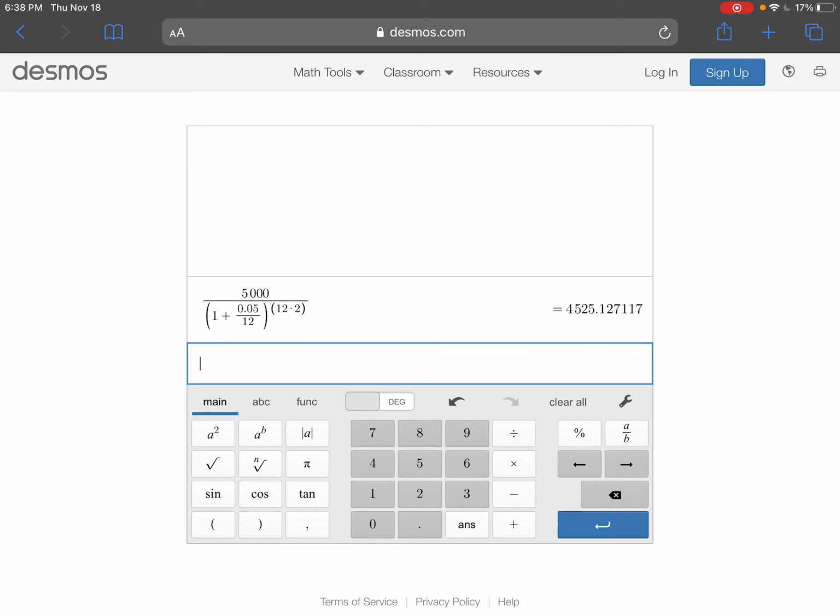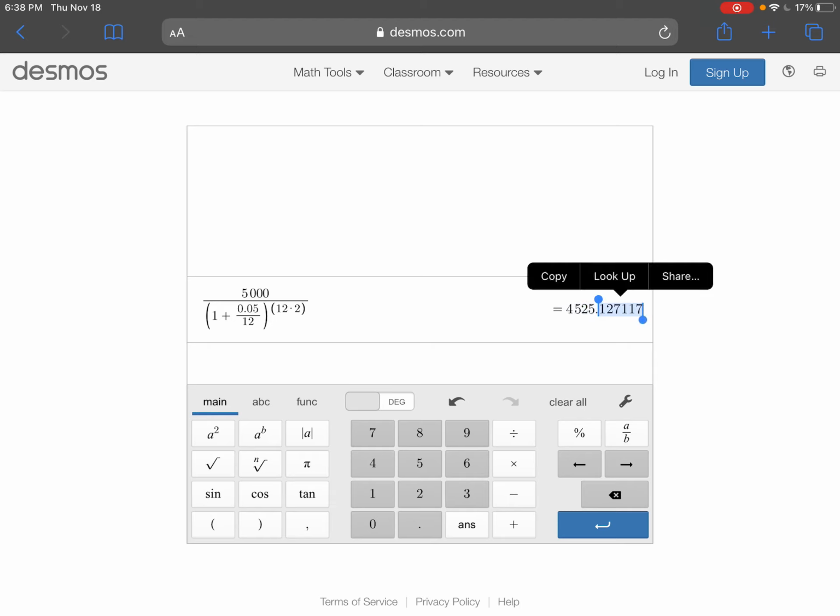My answer is over here. So, we're dealing with money. With money, we have to round to 2 decimal places. So we look at the third decimal spot. Will I round this up or keep it the same? You will round up. 7 is a number higher than 5. So my answer will be $4,525.13.